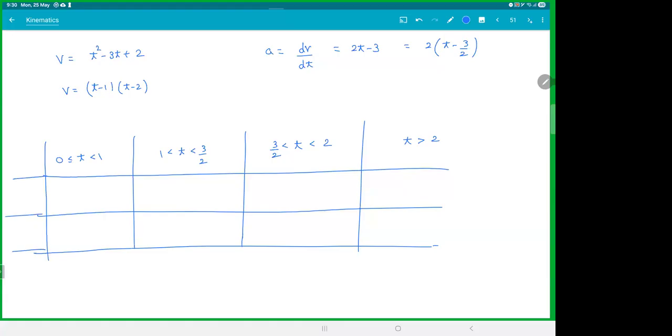Look at this. First, let's talk about velocity. Now you tell me, when the time is less than 1 second, is this positive or negative? Can you fill up the table? In which time is it positive, which time it is negative? Try, I'll give you a minute. You just have to tell me in which time interval V is positive and A is positive. Just give it a try.